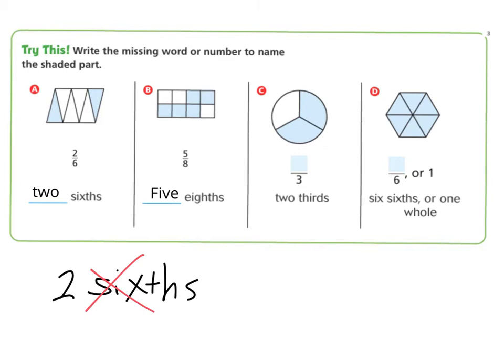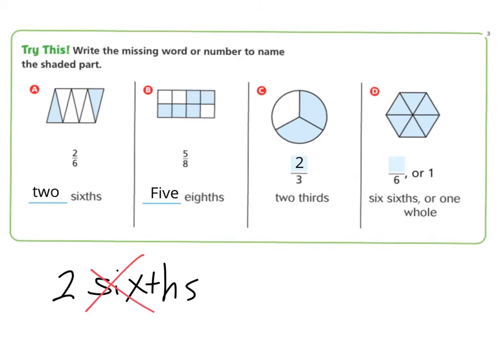Moving on to letter C. Ooh, I see we have the fraction written in words. So it says 2/3. And in the picture I can see there are 3 equal parts and 2 of those parts are shaded. So I have 2 out of 3 equal parts, or 2/3.